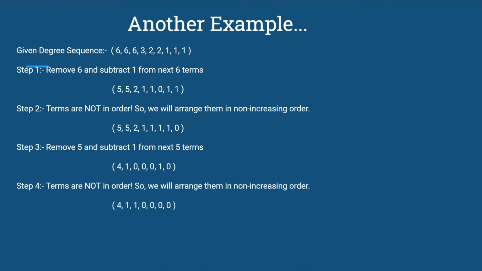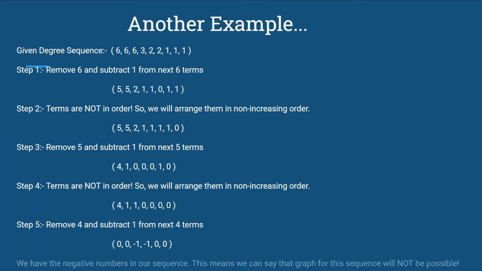Then we remove 4 and subtract 1, and we get the sequence 0, 0, -1, -1, 0, 0. As you can see, we have two negatives here. So when we get a negative number in the sequence, that means we cannot graph the sequence, and the graph is not possible.